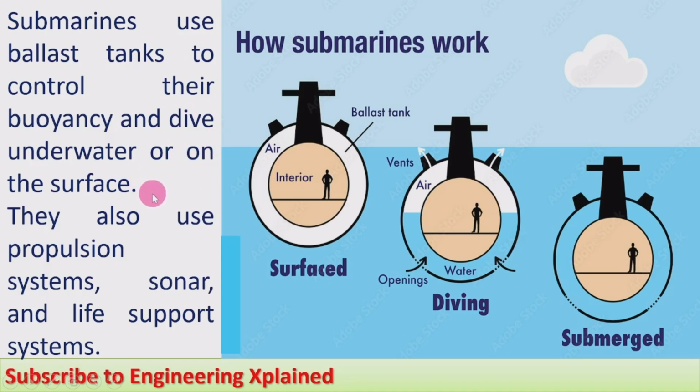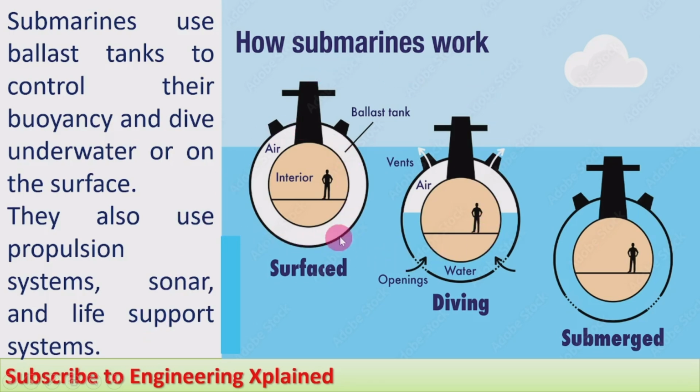This is the first part, which is for floating at the surface as well as being submerged into the water. And the other part is that they also use propulsion systems for travel, sonar systems for detecting, and life support systems for the cruise of the submarine. This we will take in the second part. And first is how submarines work.